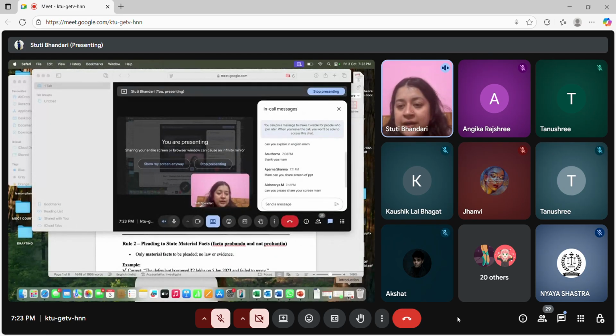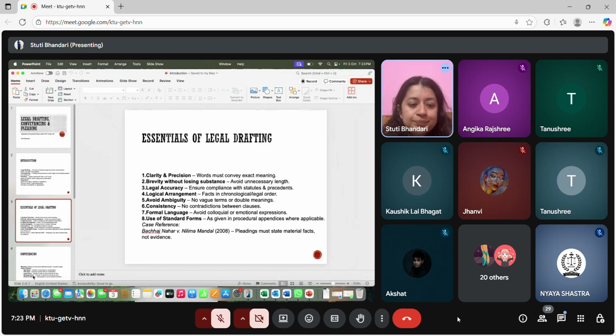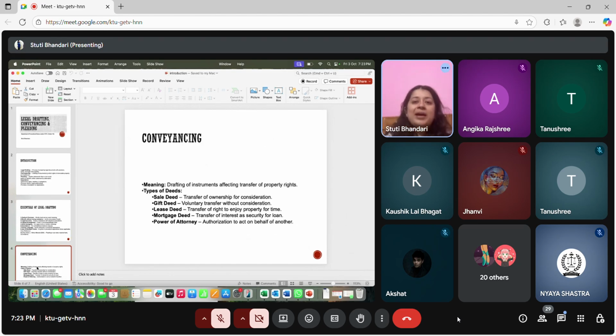Now coming to the next part, which talks about conveyancing. As I again told you, this is the basic of what conveyancing is. Conveyancing means that you are drafting a deed or an instrument wherein you are transferring the immovable rights, or basically the property rights, from one person to another. It can be in exchange of consideration, or if it is a gift deed, it can be without consideration also. But conveyancing basically means you're transferring an interest in the immovable property from one party to the other.